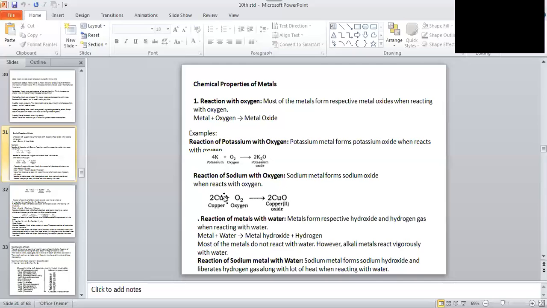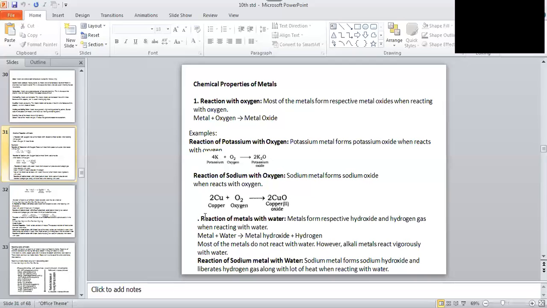Then next is the reaction with copper metal. Cu is the symbol of copper. When two atoms of copper react with an oxygen molecule, it gives two molecules of copper oxide. Here 2 in bracket indicates the valency of copper. So that is the reaction of metal with oxygen.